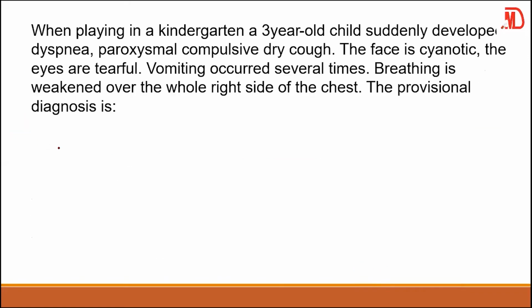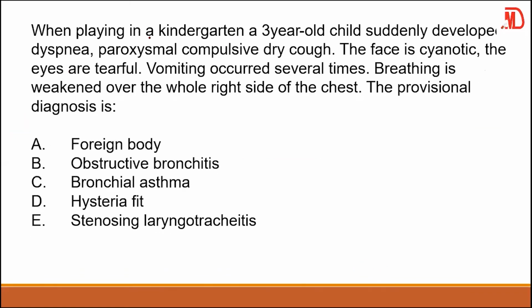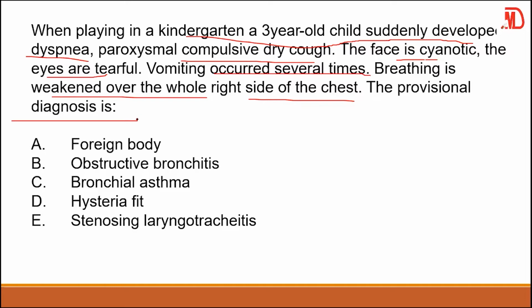All right. When playing in a kindergarten, a 3-year-old child suddenly developed dyspnea. Already, you know the answer even before I continue. Paroxysmal compulsive dry cough, face is cyanotic, eyes are tearful, vomiting occurred several times, breathing is weakened over the whole right side of the chest. The provisional diagnosis should be what? What are they thinking about? A 3-year-old child, difficulty breathing. Foreign body aspiration.